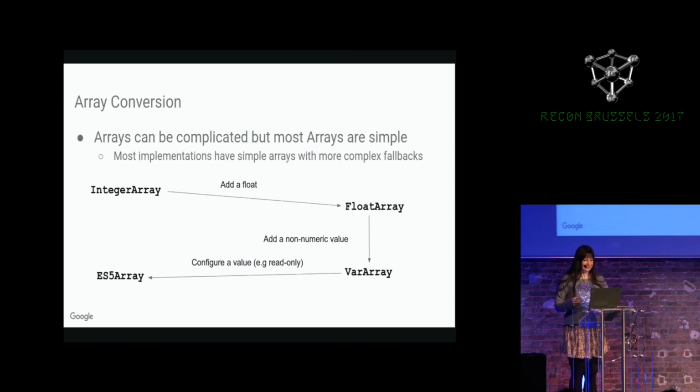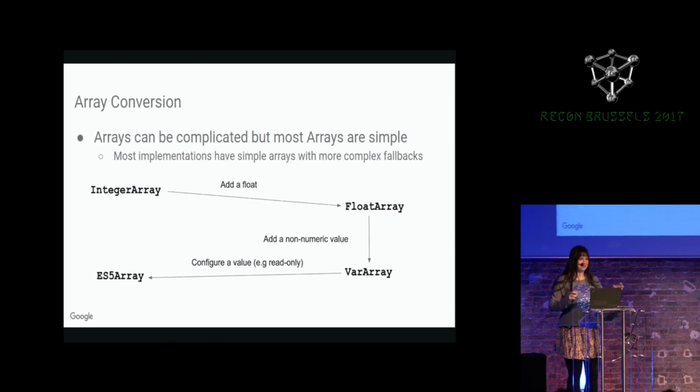So in Chakra, you start off with just integers in your array, and then you're an integer array. As soon as you get a float added, you become a float array, and that has to be twice as long because there are 8 bytes per element. And then if you add an object to it, it becomes a var array, and that means instead of having numbers in the array, you have pointers to objects.